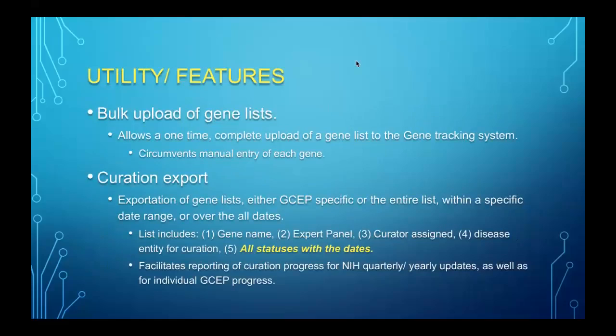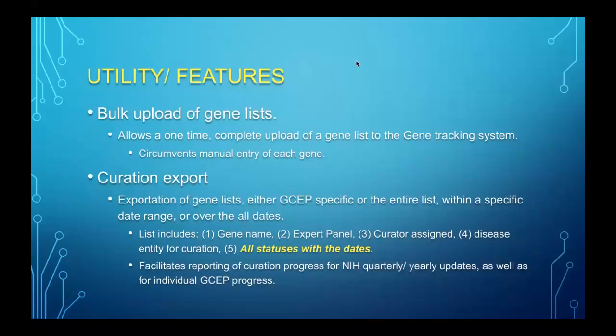And so some really nice utility and features that it does supply is that there's a bulk upload of the gene list. We do recognize that there are some gene curation expert panels that may have 20 to 30 genes. We have other ones that have closer to 1,000 genes on their list. And so to be able to facilitate this, we wanted to have a bulk upload that allows a one-time complete upload of your gene list into the tracking system. And so it does circumvent this manual entry of each gene, hopefully making that a higher throughput process.